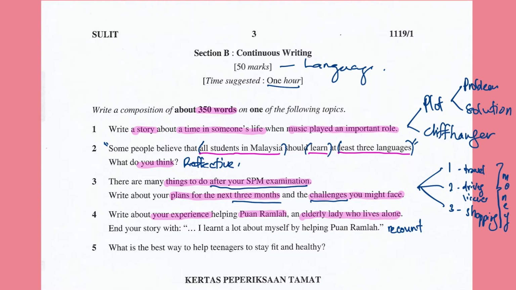And then there is another requirement here. End your story with "I learned a lot about myself by helping Puan Ramlah." Okay, so what do you have to pay attention to? Must be your own experience. Okay, your own experience, not other people. Puan Ramlah is the name. She's elderly, she's a lady obviously, and she lives alone. And then you learn something. So you must write the story in a way that shows that you've learned something from helping Puan Ramlah. So you must have helped her, done something.